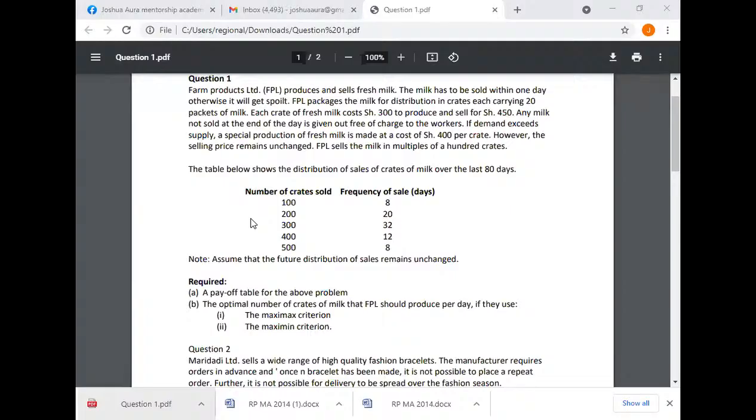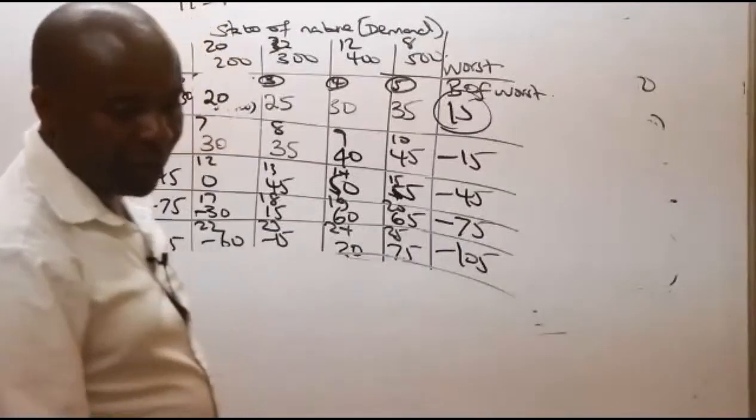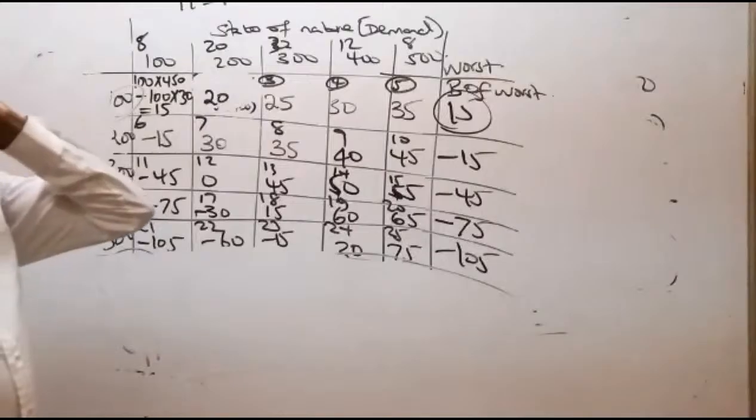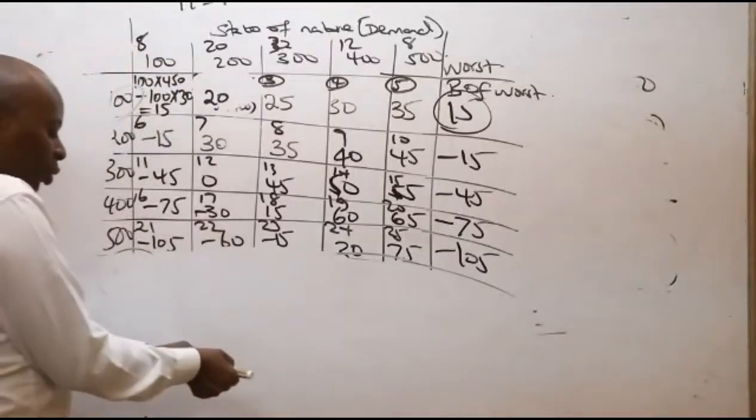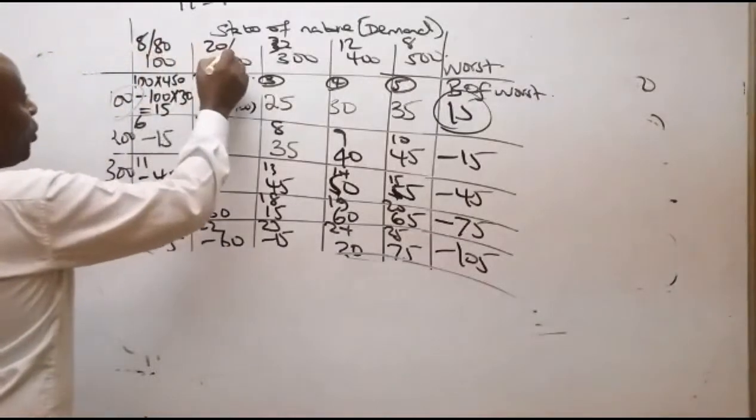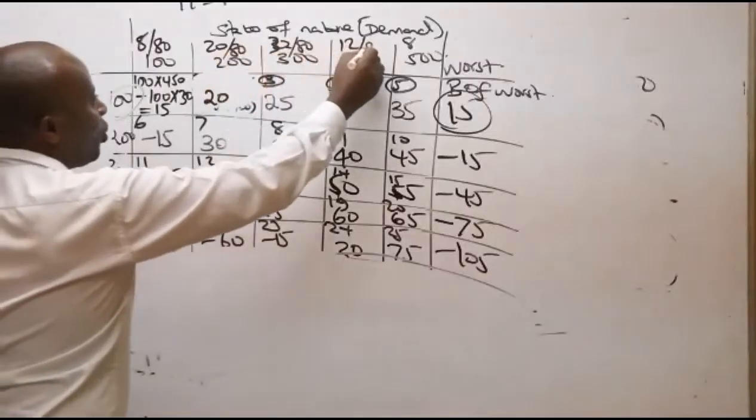Of course, to get these probabilities, I would have used the frequencies: 8, 20, 32, 12, and 8. So can somebody give me the total frequency? We normally use frequencies to get probabilities. Add the frequencies of sales, and divide each frequency by 80. The total is 80, so I'll talk of 8 over 80, 20 over 80, 32 over 80, 12 over 80, 8 over 80.